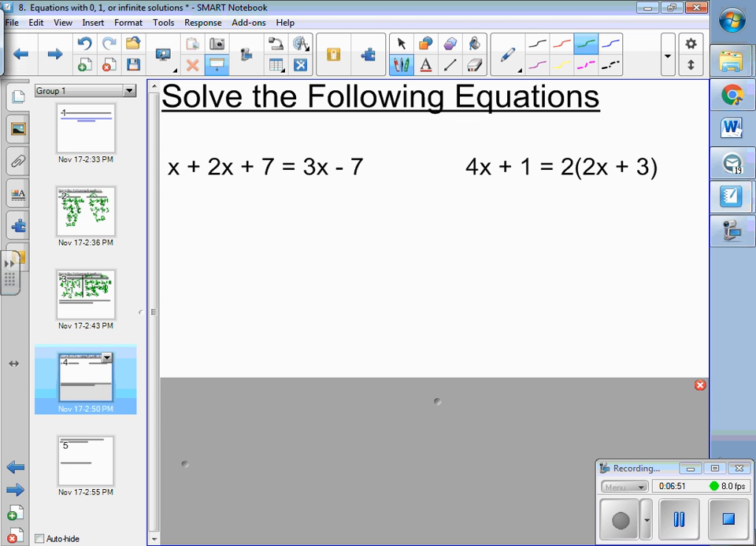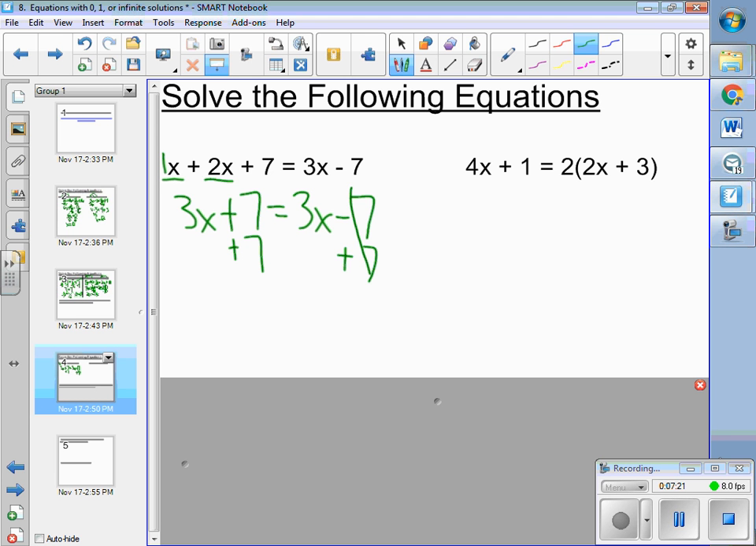So, solve for the following equations. Once again, I'm going to combine my like terms on this side. So I see a 1x plus 2x. So I know I got 3x plus 7 equals 3x minus 7. Okay? So I'm going to add my constant first. So plus 7, cancel this side. So we're going to have 3x plus 14, because of the 7 plus 7, equals 3x.